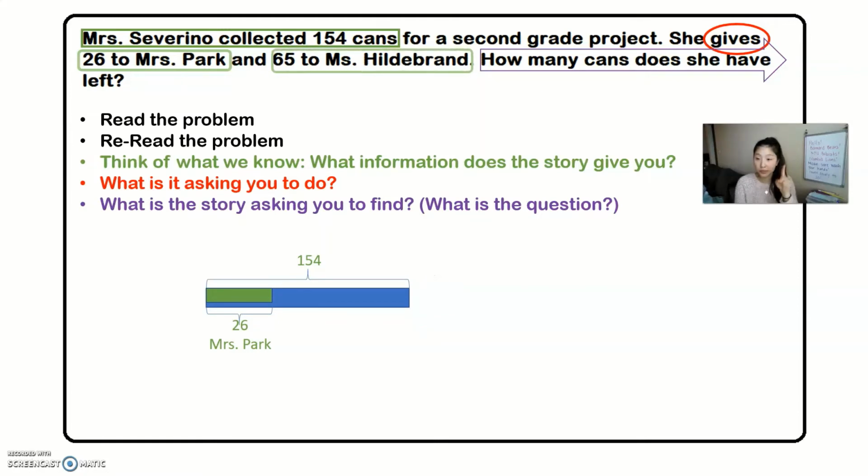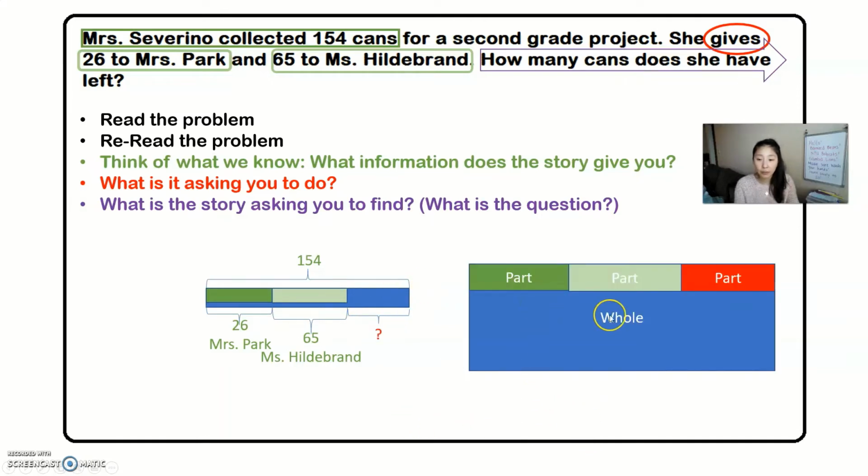Then we need to do the part of Miss Hildebrand. So Miss Severino not only gives to me, but she also gives to Miss Hildebrand. So we need to show that. I'm going to represent that with a light green bar right here, and the bracket to show Miss Hildebrand right on the bottom. So then we're trying to look for the difference right here, this part that is empty.